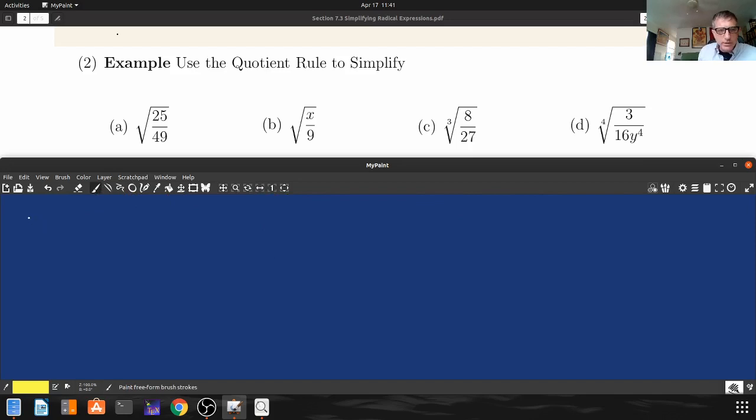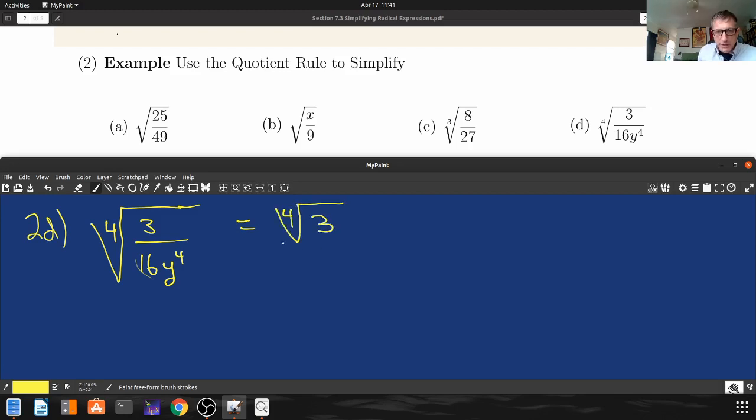And our last one, 2d. The fourth root of 3 divided by 16y to the fourth. Now normally you would consider simplifying what's under the radical. But 3 and 16 do not share any common factors, so there's nothing I can do to reduce or transform the number under the radical. So I'm just going to apply the quotient rule. So that's the fourth root of 3. And if you're thinking that can't be simplified any further, you're exactly right.